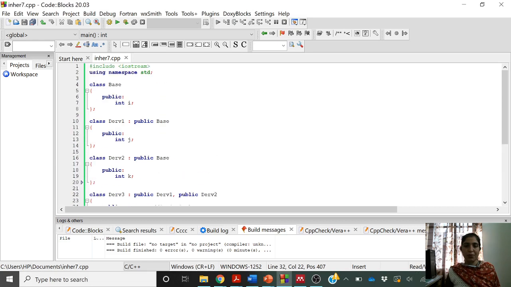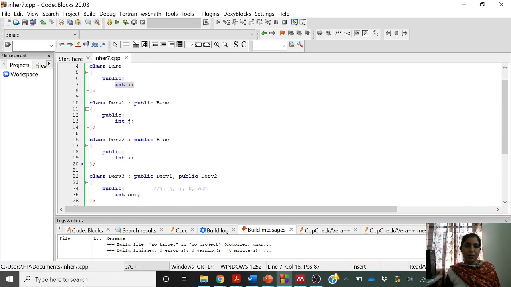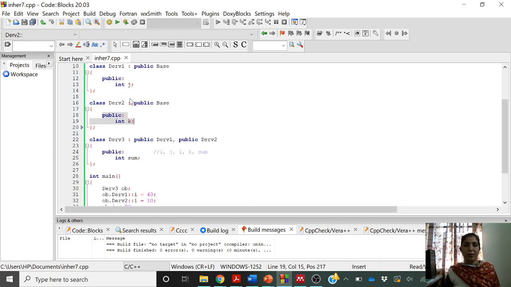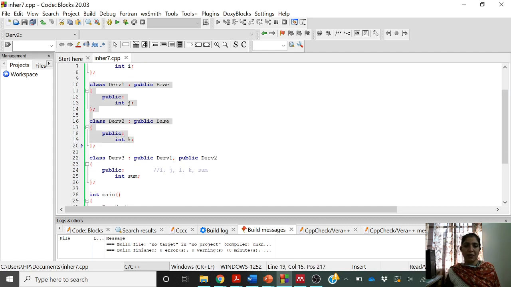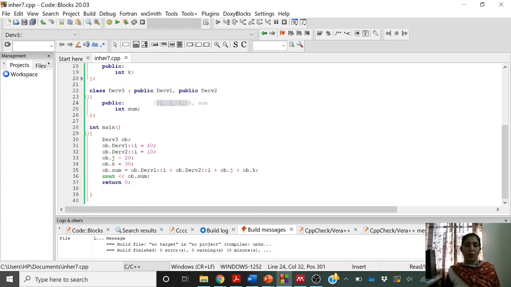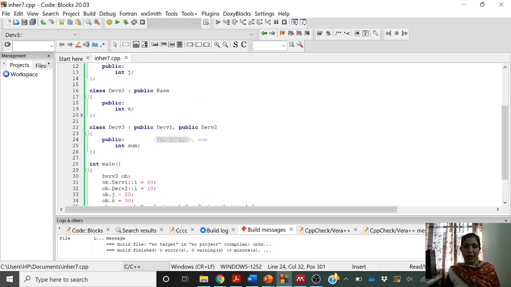So this is the previous program. In this program, this is the base class. It had data member I. So data member I was present in Derived1. It was also present in Derived2. And when both of these classes, Derived1 and Derived2, were inherited by Derived3, then two copies of I existed. Okay, but we want only a single copy of I.